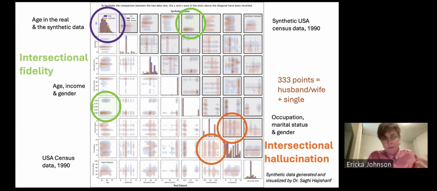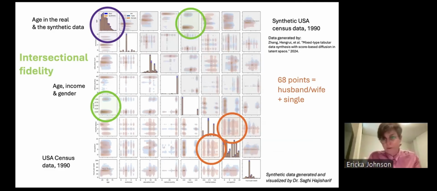And Sagi's really diplomatic and she's like, yeah, definitely you should do that. But then she's also an engineer, so she's like, let's also see if we can do it better. And she used a diffusion model and she managed to reduce it so that we had much less of a hallucination at the orange. And we only had, I think it was 68 points that were husband, wife, and single.